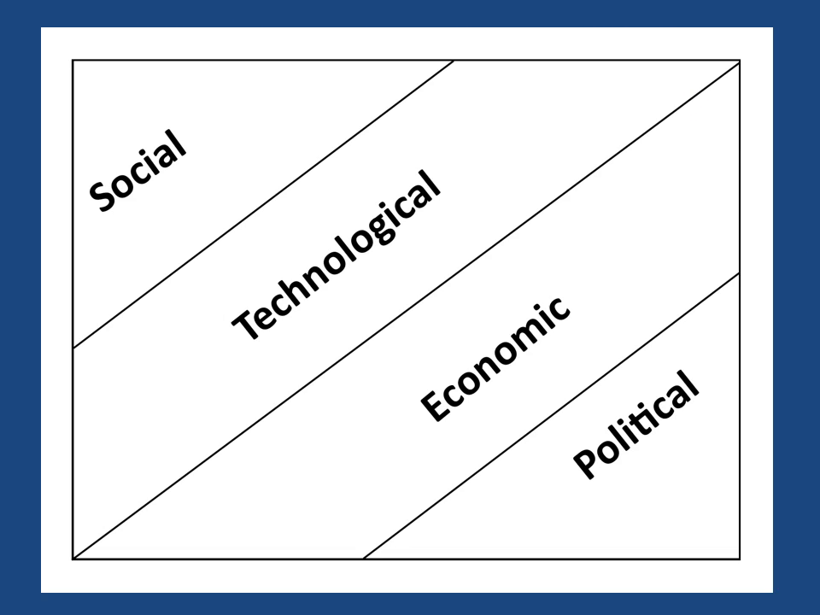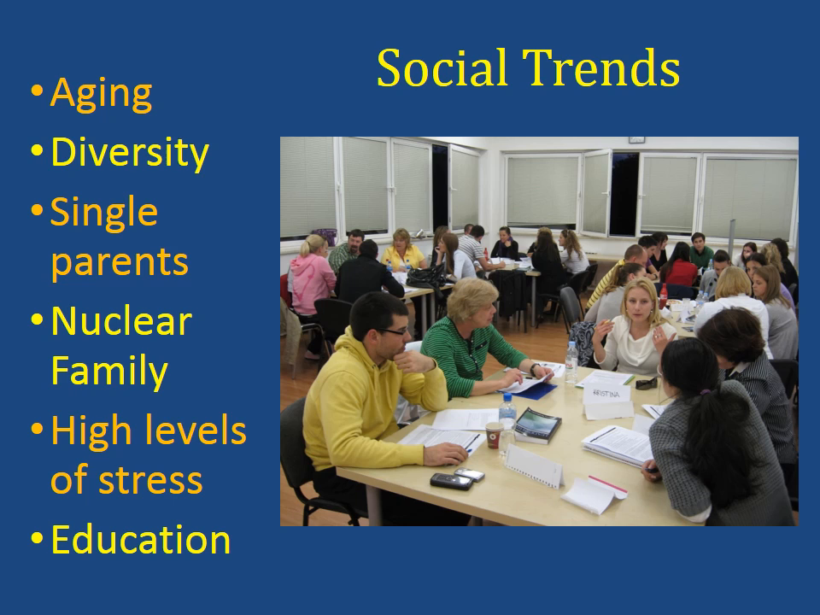Another way to think about doing our homework is to ask ourselves, what are the social, technological, economic, and political trends that are most affecting our business? Social trends would be things like the aging of our communities, the diversity, the demographics in our neighborhoods, what's going on with the family, the nuclear family, and how much single parenting is going on in our particular world. What about levels of stress and levels of education? Do people have the job skills that we need for our particular business?